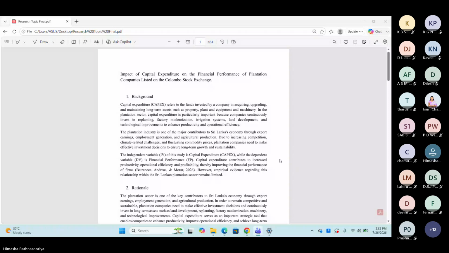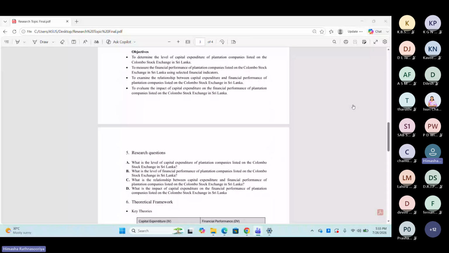Yes, ma'am. Okay, impact of capital expenditure on the financial performance of plantation companies in Sri Lanka. Okay, good. Show me the questions and objectives. What is meant by capital expenditure? Capital expenditure is the money a company spends to buy, improve, or maintain long-term assets. Okay, what is the level?